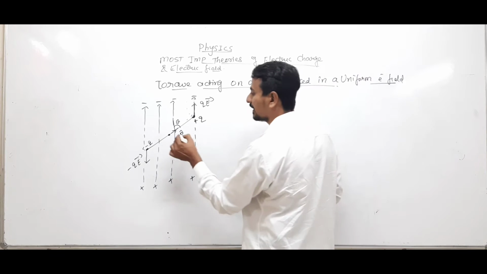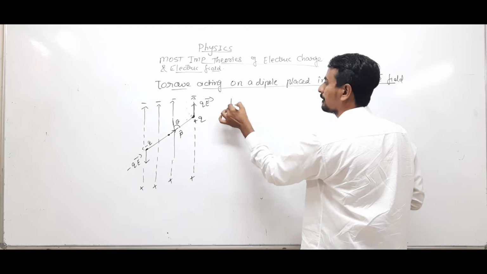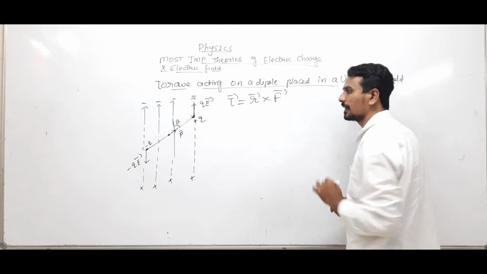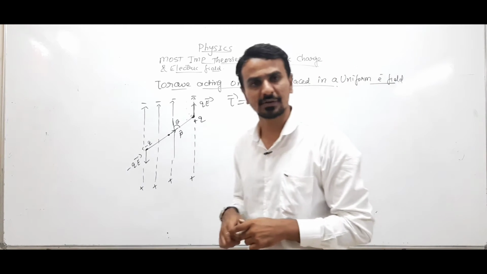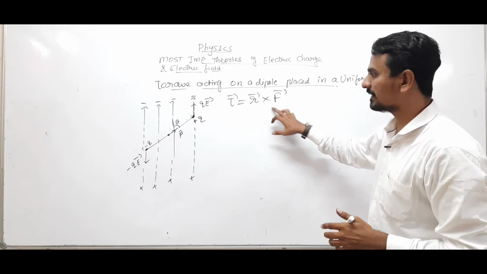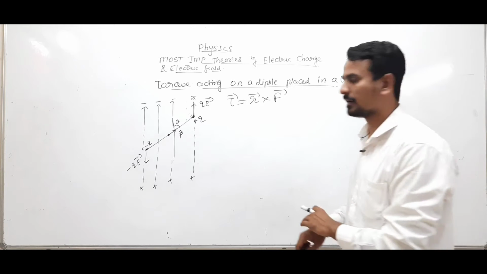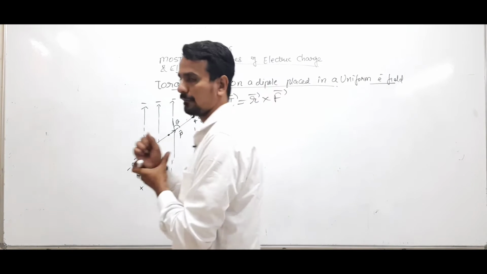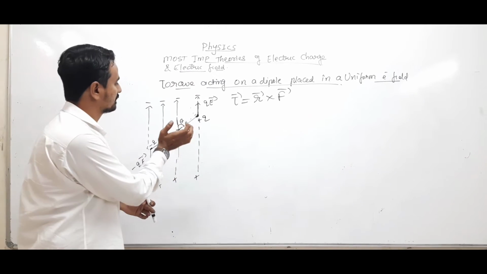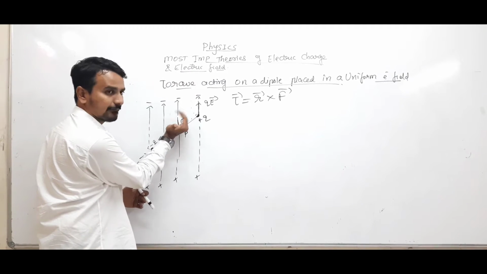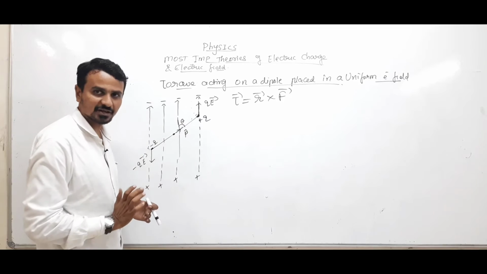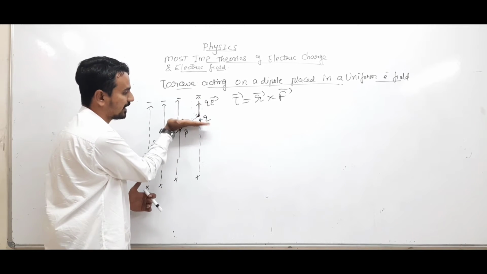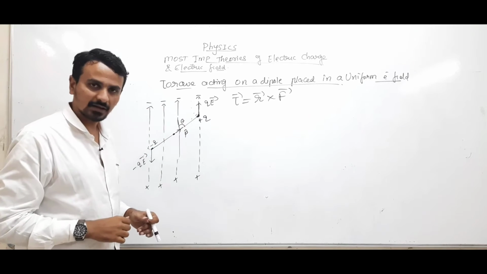Torque will be in the direction of R cross F. In the chapter of rotational motion, you must have studied that torque is simply the cross product of R and F. So this is R, this is F. From the right hand rule, R cross F will be the direction of torque. Clear? Okay.